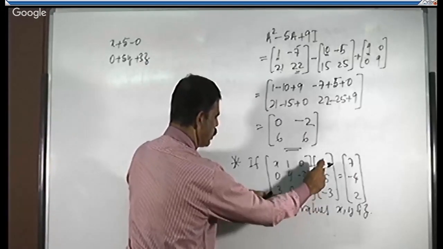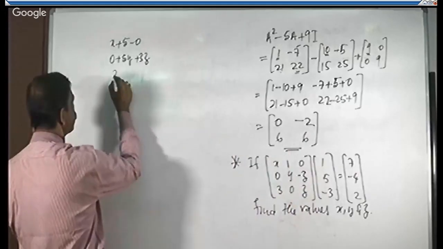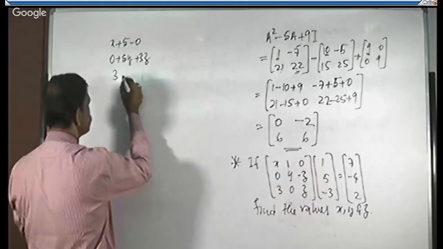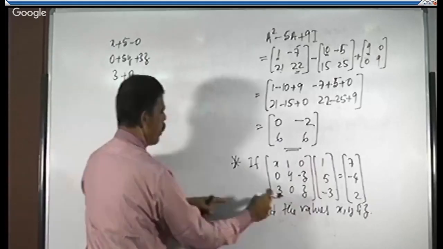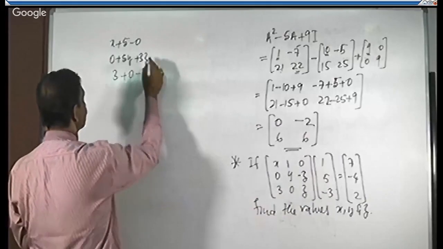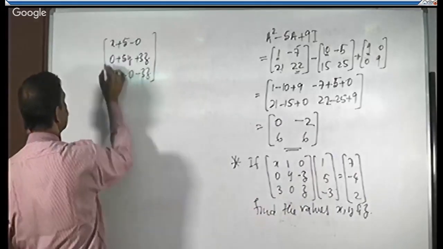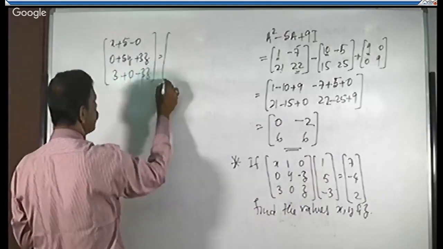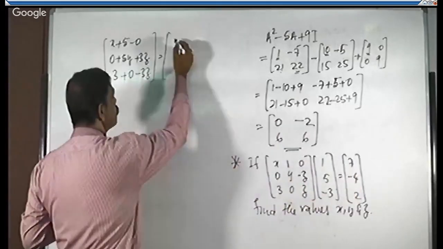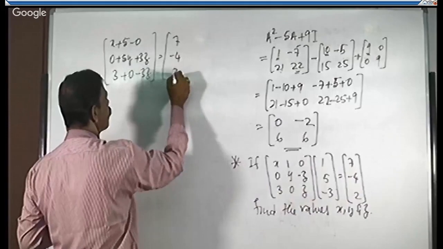Next, third row, 3 into 1, it is 3, 0 into 5, plus 0, z into minus 3, it is minus 3z, is equal to what? It is the column matrix of 7, minus 4, 2.